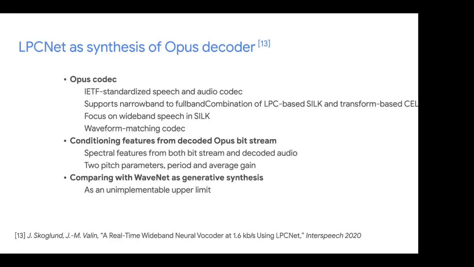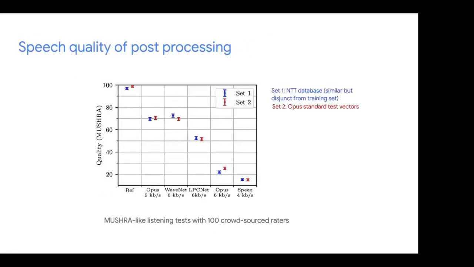And so we take the conditioning features from the Opus bitstream, and we take only a few of them. We only need some pitch and some spectral envelope and some power parameters. Same thing here, we do a MUSHRA test with crowdsourced listening. And if we compare here, if we take Opus, so we code Opus at 6 kilobits per second. That's the one almost furthest right. The three in the middle all use the same features, the same bitstream. If we take Opus itself and generate speech at 6 kilobits per second, it's pretty bad.